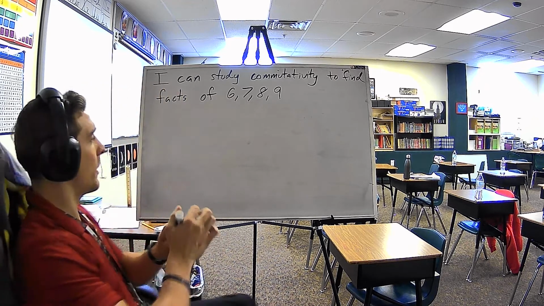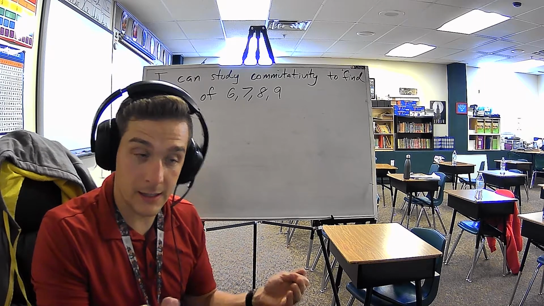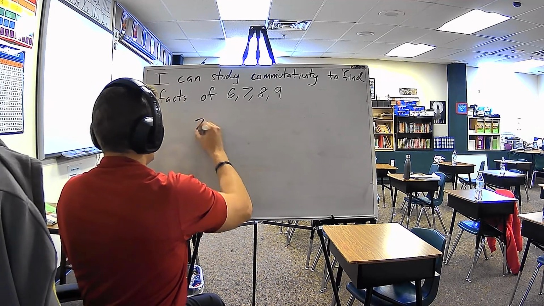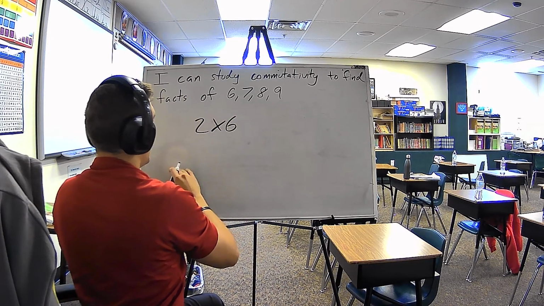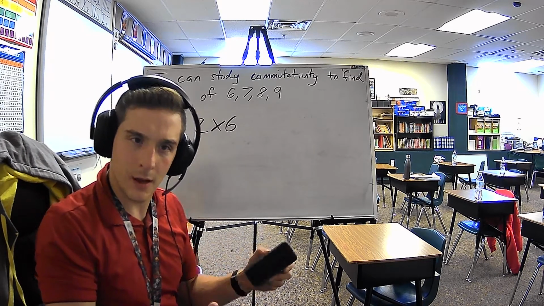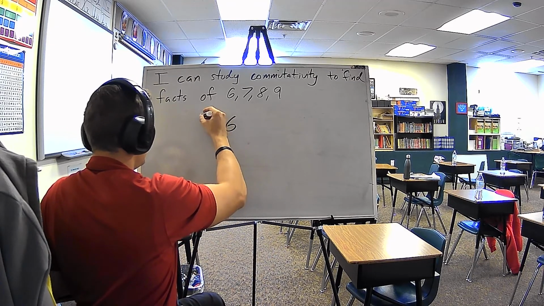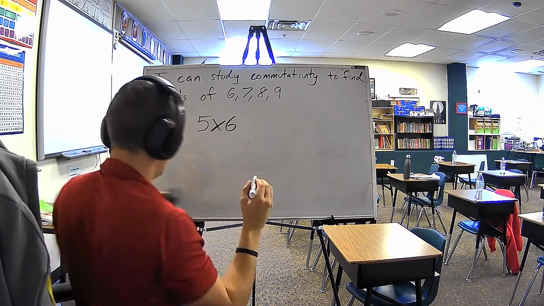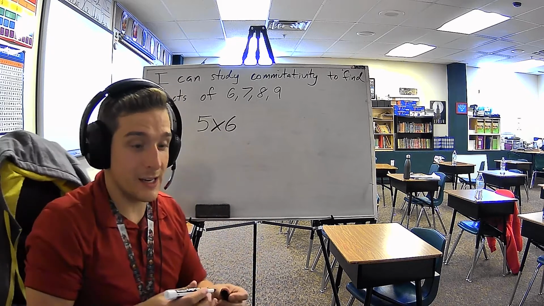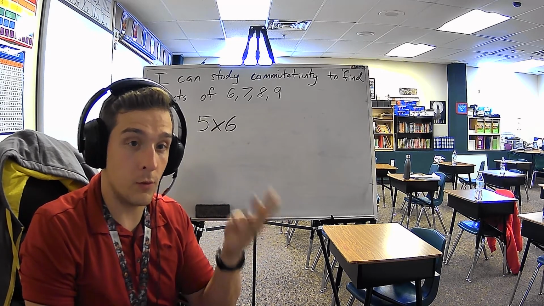If I had to do a math problem that required me to skip count by 6, let's say 2 times 6, I have two groups of 6, so I go 6, 12. But what if it was bigger? What if we had 5 groups? Now I'd skip count by 6 five times: 6, 12, 18, 24, 30.